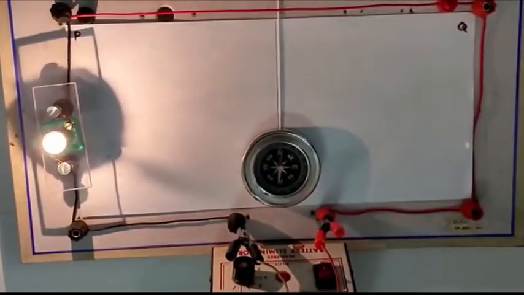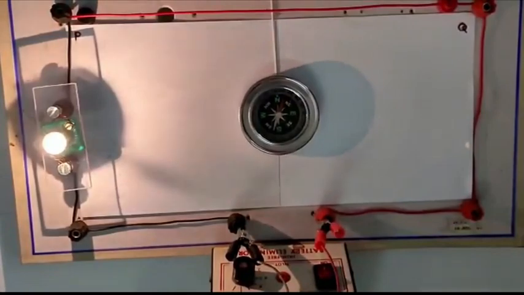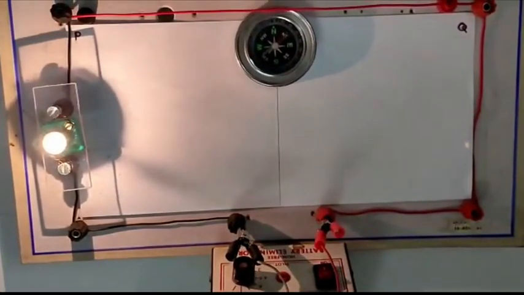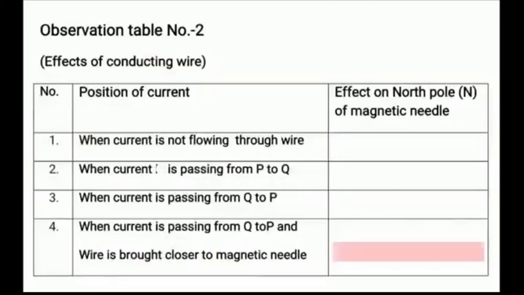In this fourth activity also, the current is passing from point Q to point P, but the magnetic needle is brought closer to the wire. Observe the deflection of red terminal of magnetic needle and note it down in table.